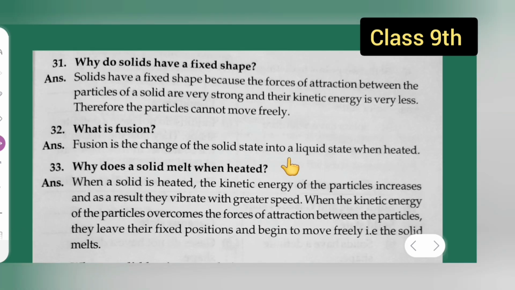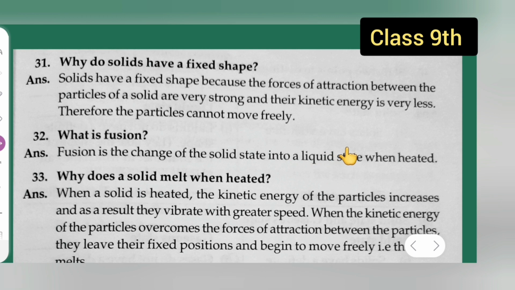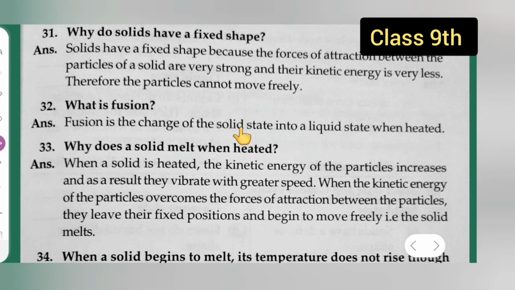Okay. So, moving towards the next question, that is, why do solids have a fixed shape? Solids have a fixed shape because the forces of attraction between the particles of a solid are very strong and their kinetic energy is very less. Therefore, the particles cannot move freely.